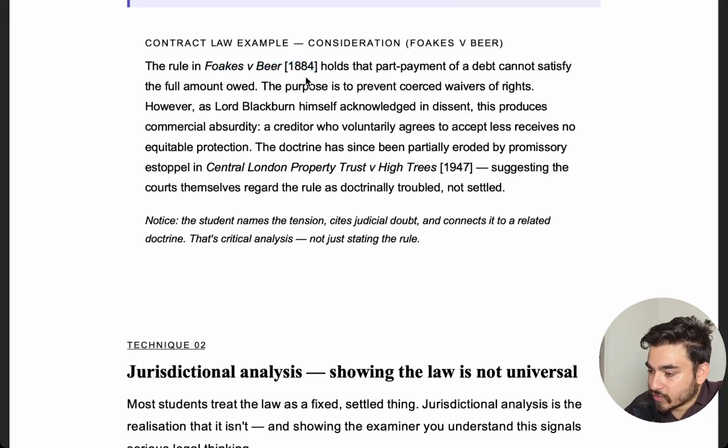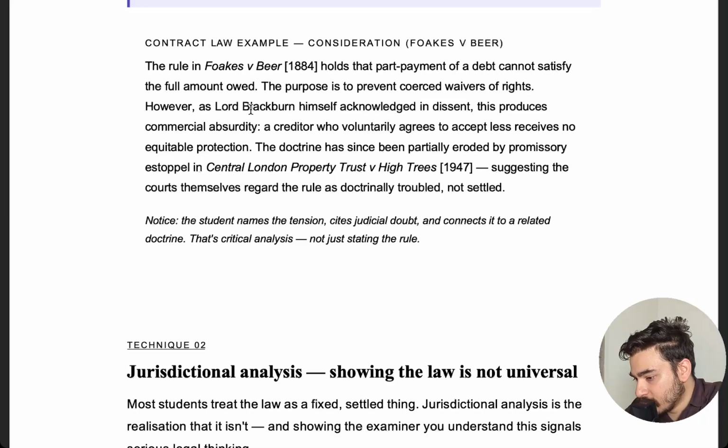So the rule in Foakes versus Beer holds that part payment of a debt cannot satisfy the full amount owed. The purpose is to prevent, here you go, now they have stated the purpose. The purpose is to prevent coerced waivers of rights. Now, a person who wants to get a distinction has to state the purpose. Somebody who's probably getting a 50 will most likely not mention this. But this is very important. This shows that you have a legal mind.